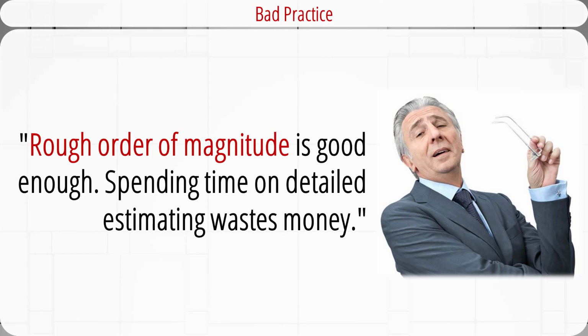There are some bad practices in estimating project time and cost that project managers should avoid. One statement is, rough order of magnitude is good enough. Spending time on detailed estimating wastes money. $1 million and $9 million are in the same order of magnitude, but they are 9 times different.